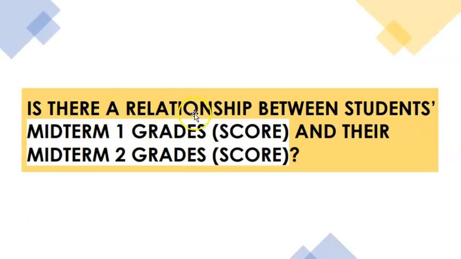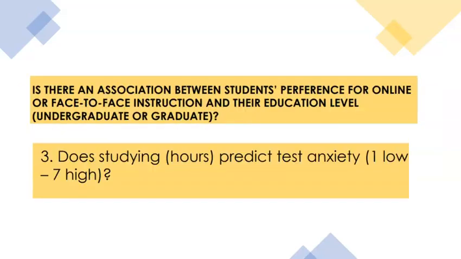And then, is there a relationship between students' midterm 1 grade and their midterm 2 grade? It's the same students, but they have midterm 1 and midterm 2. So in this case, you will compare the scores between the two different times. So you will proceed with the dependent t-test.